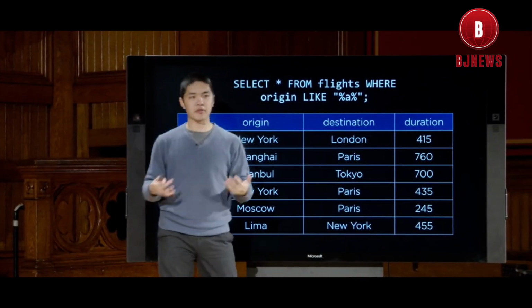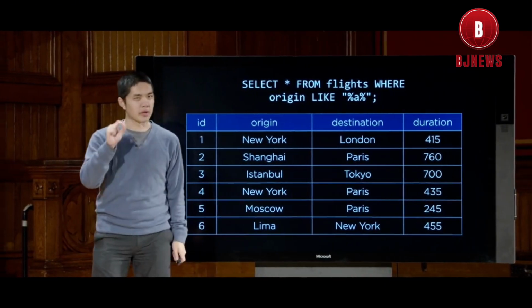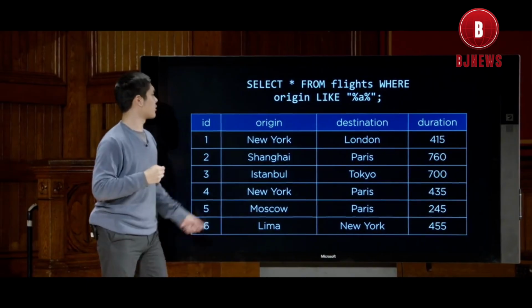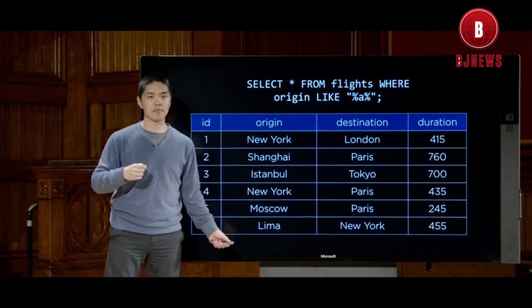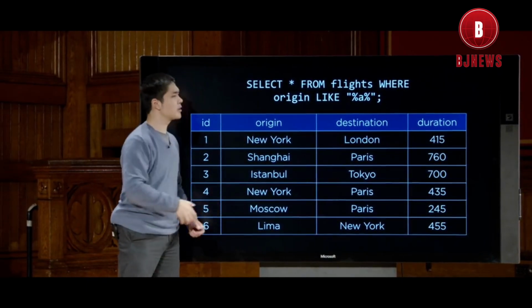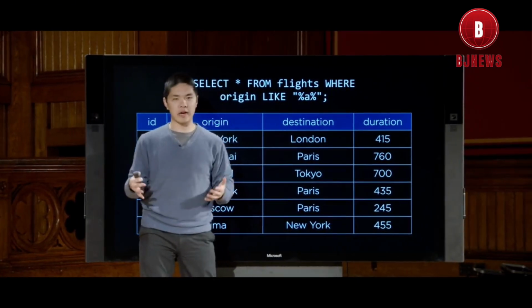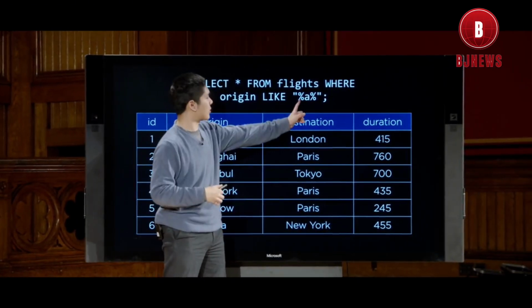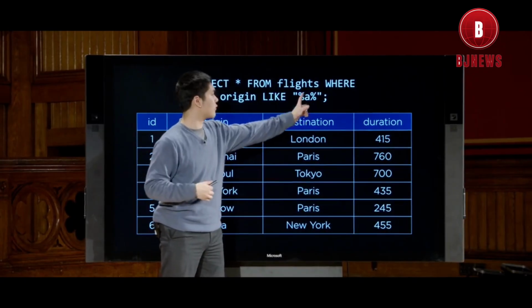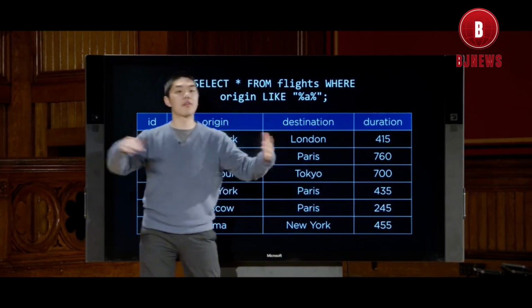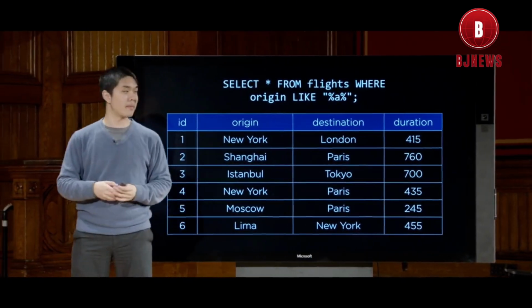'%a%'. This percent, again, stands for a wildcard. And this time, the wildcard is looking at the values of a particular column, in this case the value of the origin column, meaning the percent stands for 0 or more characters, no matter what those characters are. We're looking for some number of characters, maybe 0, maybe more, followed by an A, followed by some other number of characters, maybe 0, maybe more.